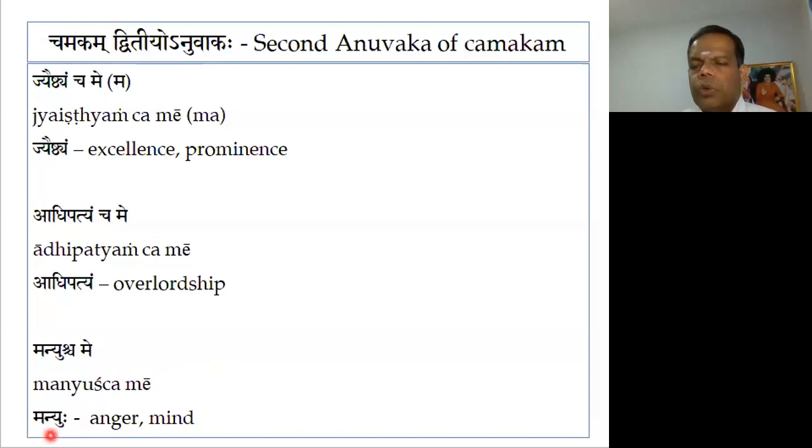We'll look at the word manyuhu. I think we have covered this. Manyave uta ishave namaha, you know, in Rudram, the first anuvaka of Namakam, we come across the word manyu. Manyuhu is normally translated as the anger of Rudra. Let that be beneficial was the meaning we looked at also. But manyu also means the mind. So we are asking, let our mind, or even the anger, be beneficial. Manyuschame kalpatam.